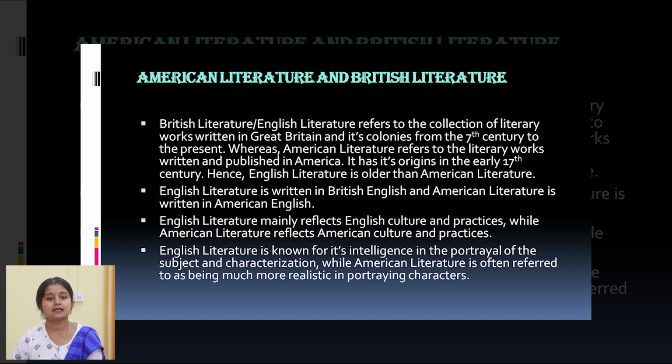The third difference is that English literature mainly reflects English culture and practices, while American literature reflects American culture and practices. The last difference is English literature is known for its intelligence and the portrayal of the subject and characterization, while American literature is often referred to as being much more realistic in portraying its characters.